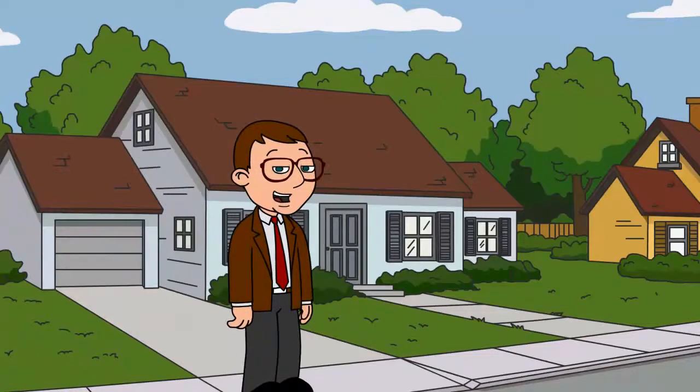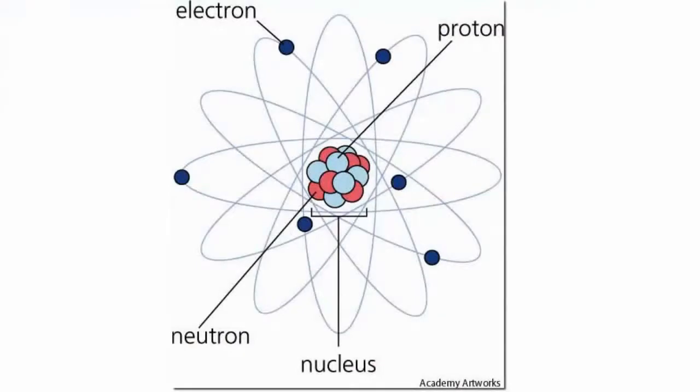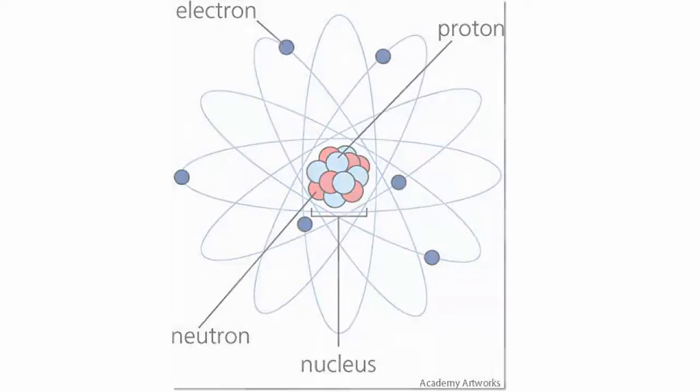Everything around us is made from atoms, from the grass to the road. This is an atom. It is composed of neutrons and protons, which are in the nucleus. Electrons fly around the nucleus. Each atom has different amounts of protons and electrons.